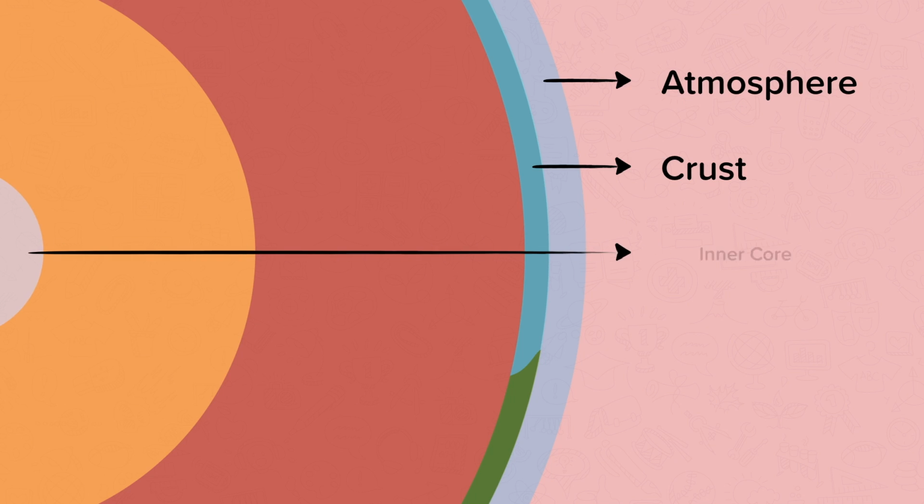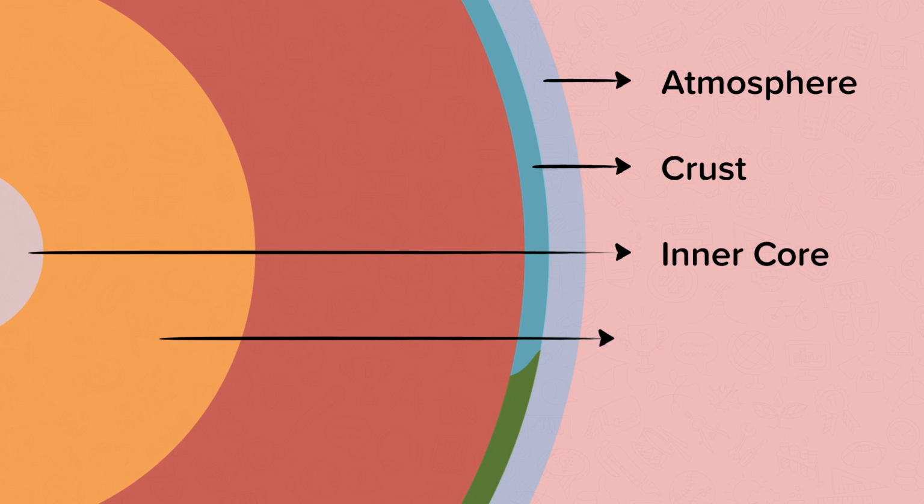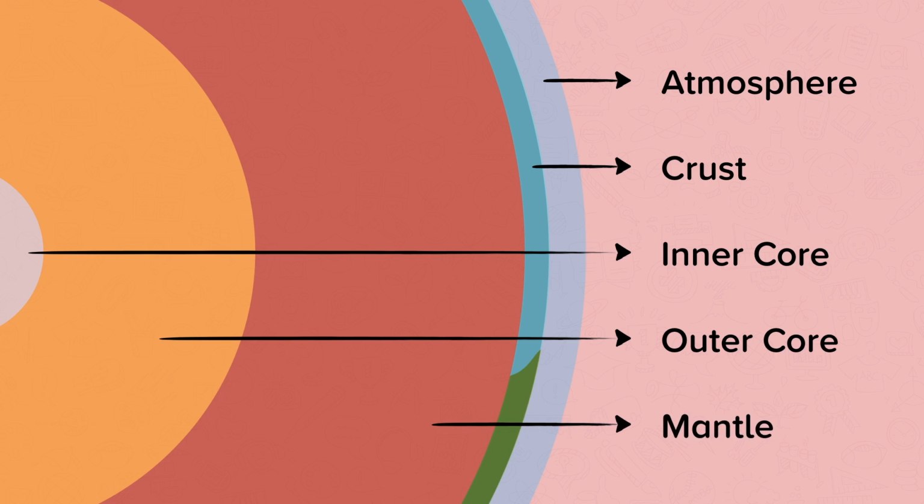At the centre of the Earth, there's the inner core. Surrounding this, the outer core. And below the crust there is the mantle. But has the Earth always been this way, with its crust and atmosphere as they are today? Let's take a look.